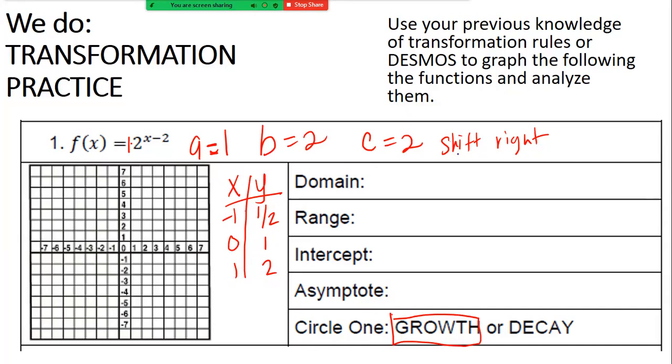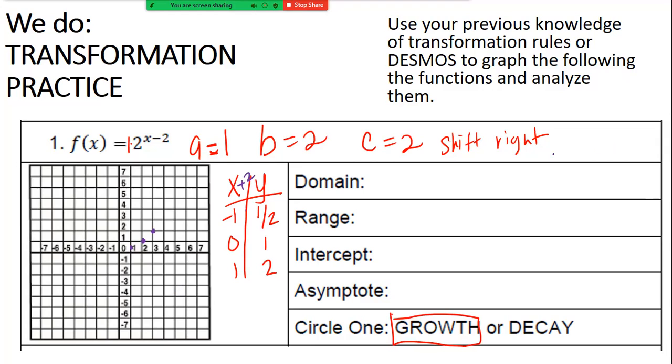Now to our parent function, we want to shift everything to the right. So is that affecting the X or is that affecting the Y? The X. So to each X value, we're going to add 2. So to each one of our X values, we're adding 2. So what is -1 plus 2? 1. So now I'm at 1/2. What's 0 plus 2? 2. So now I'm at 2/1. What's 1 plus 2? So now I'm at 3/2.